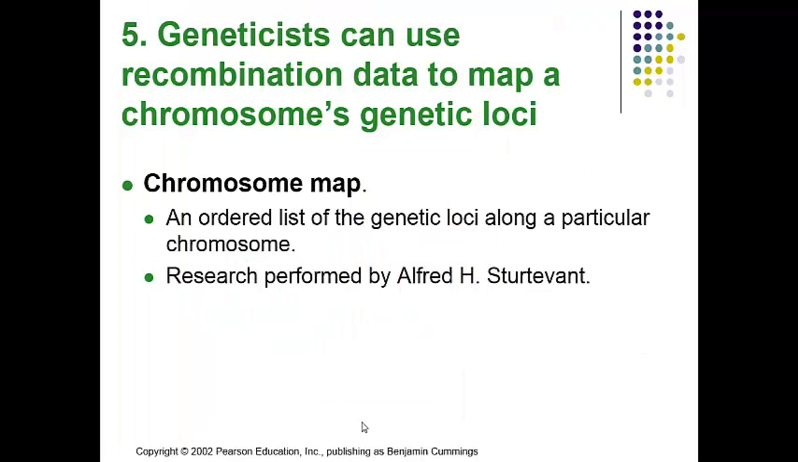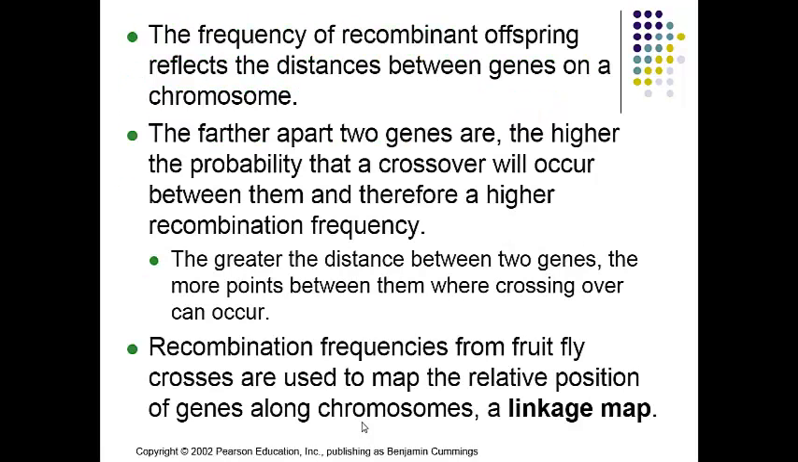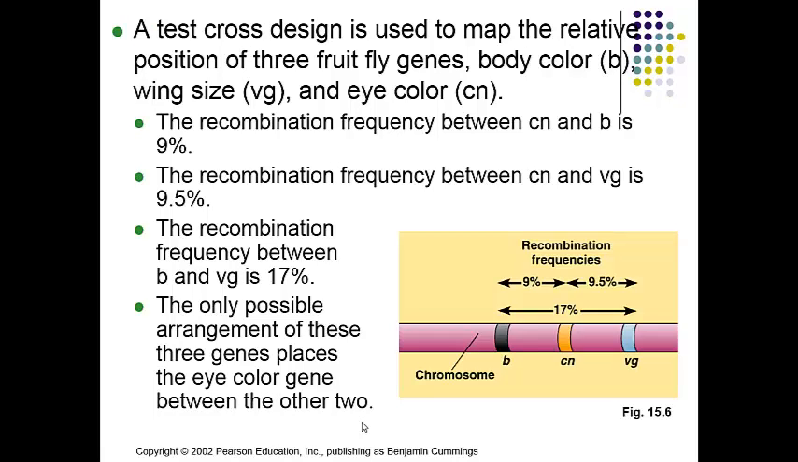Using this information, we can create a chromosome map. A chromosome map is also called a linkage map. The linkage map gives you the order of genes along a chromosome. In order to do this, we use recombination frequencies. It's all based upon the fact that the further apart two genes are, the more likely crossing over is to occur between them. The closer two genes are, the less likely crossing over is to occur between them. So by looking at recombination frequencies, we can analyze the distance between genes. We could tell their order on a chromosome.